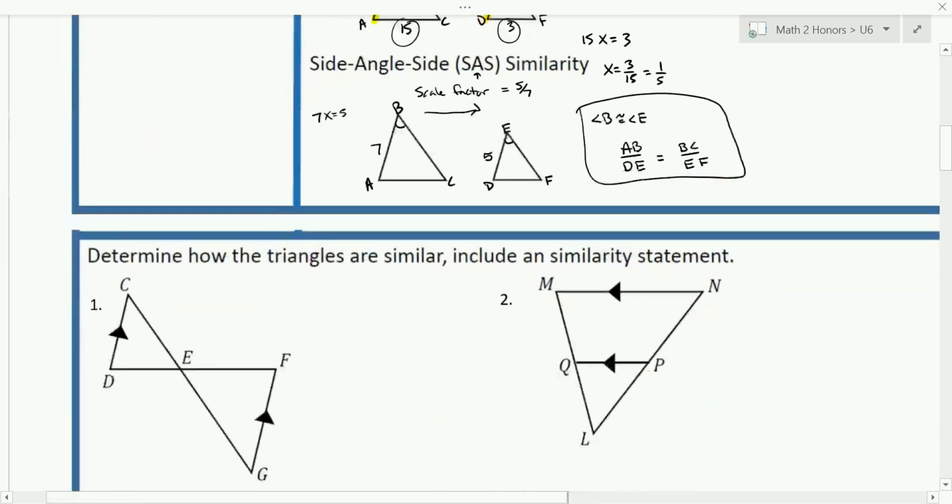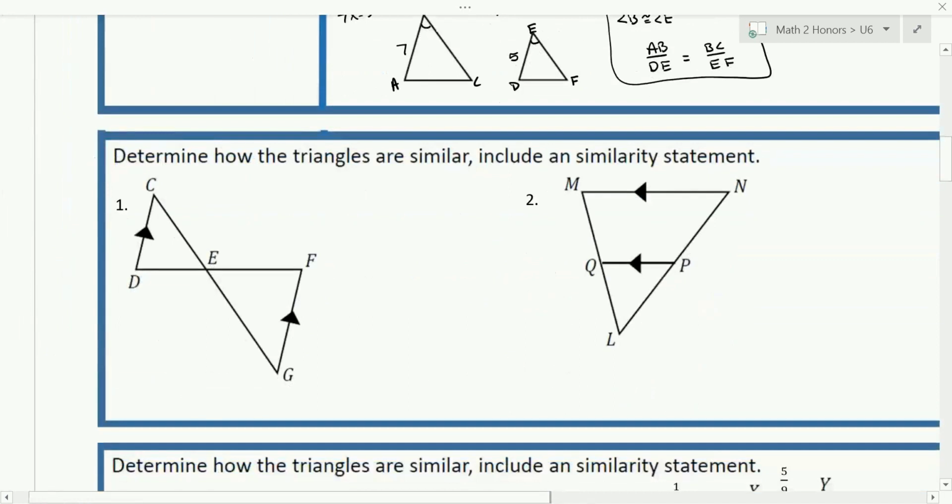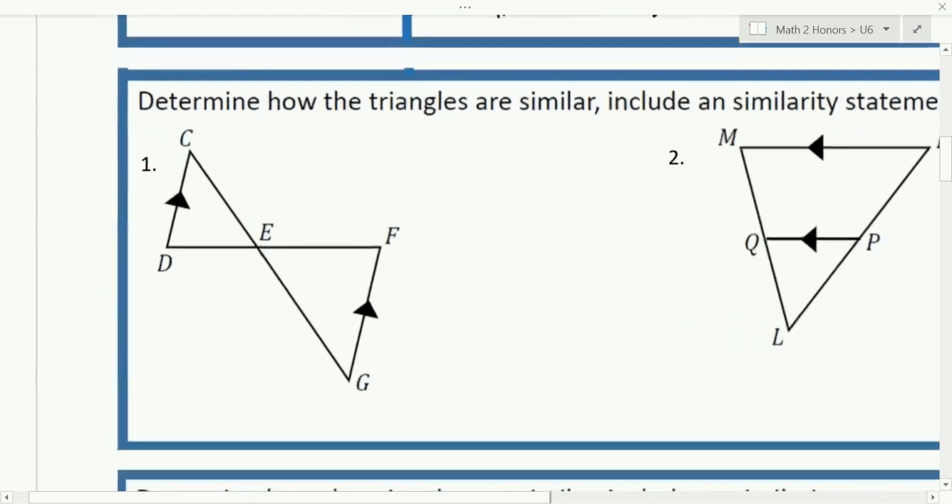All right, so the next few problems are going to ask us to determine how the triangles are similar and include some kind of similarity statement. I'm going to do one with you. Okay. Are these two triangles similar? We got AA, SSS, or SAS. Which one can we use here?